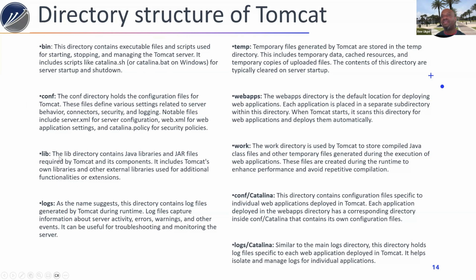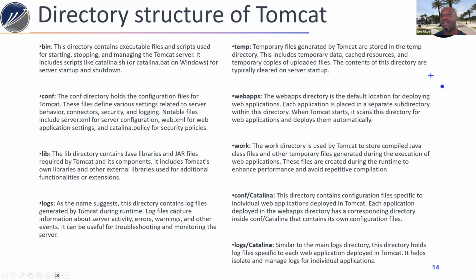Right? The lib directory contains Java libraries. These are all the Java libraries. When we were doing the installation, you saw all those downloads that we had. All those downloads get into the lib directory. These are the Java files required by Tomcat and its components. It includes Tomcat-owned libraries and other external libraries used for additional functionalities. All these files that are downloaded and stored in the library are what is under the hood, making Tomcat run and function properly, the way it should function. So all the files are in the library.